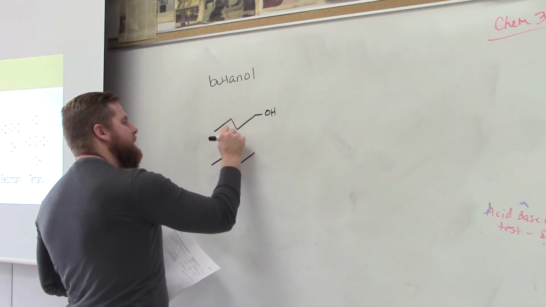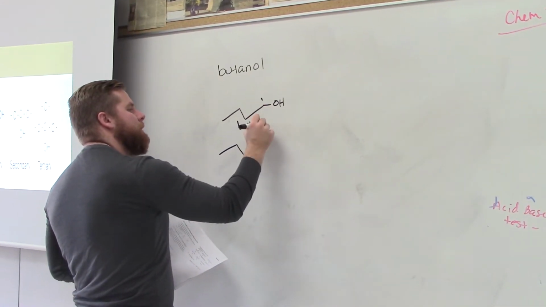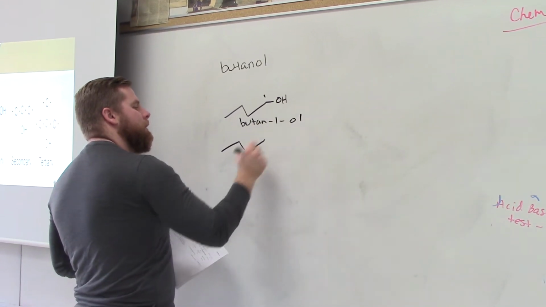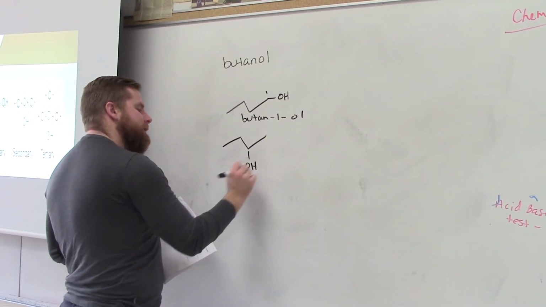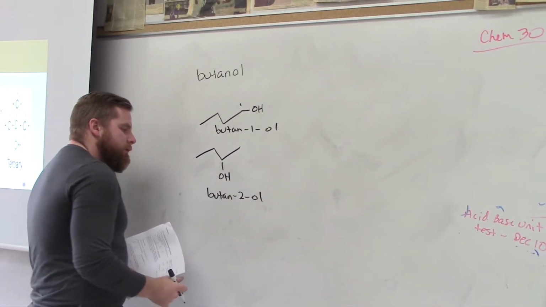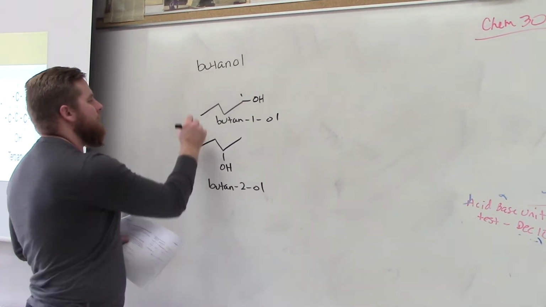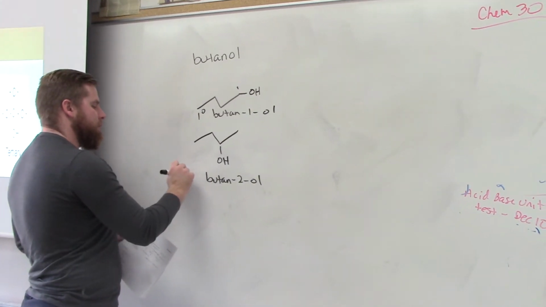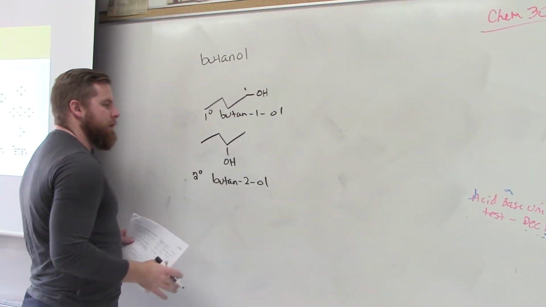So this would be butan. This would be on carbon 1. So that would be butan-1-ol. I could have a hydroxyl attached here, and this would be butan-2-ol. That's a primary alcohol, and this would be a secondary alcohol.